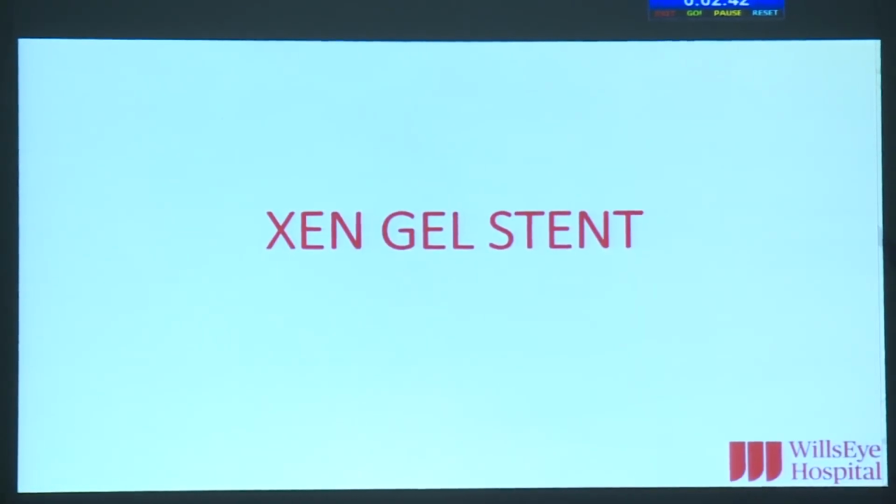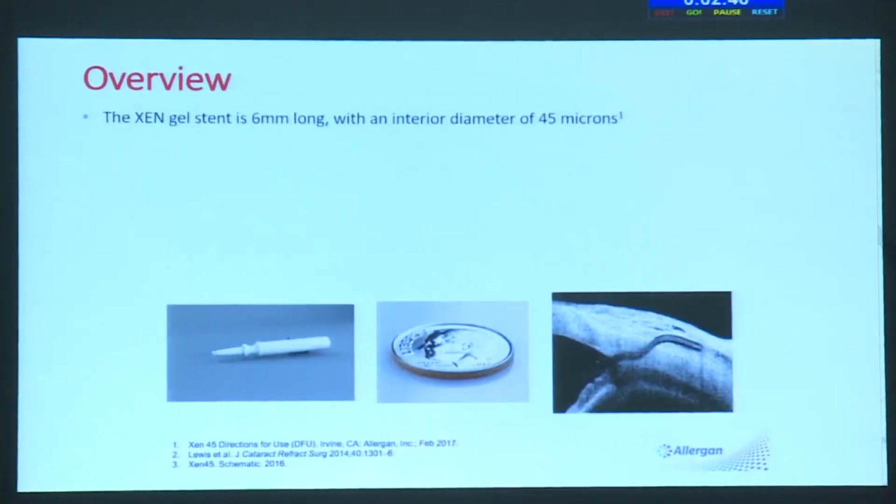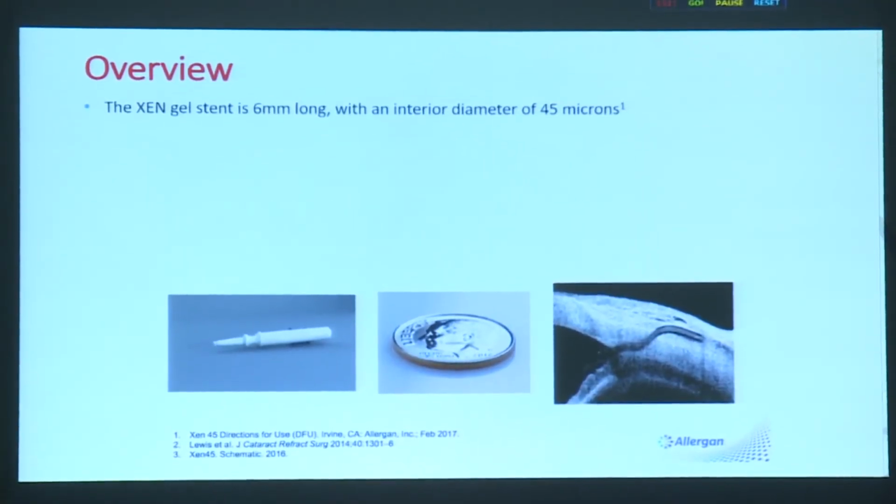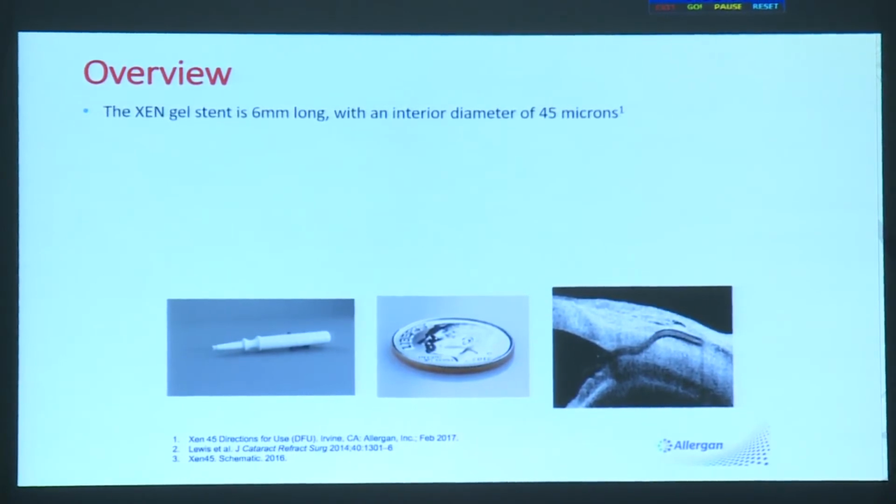The next device we'll talk about is the Xen gel stent. So this is a subconjunctival device that's 6 millimeters in length, has an internal diameter of 45 microns. So you can see it's very small compared to a dime, so that's the smallest coin in US currency, and it's much smaller than that, of course.